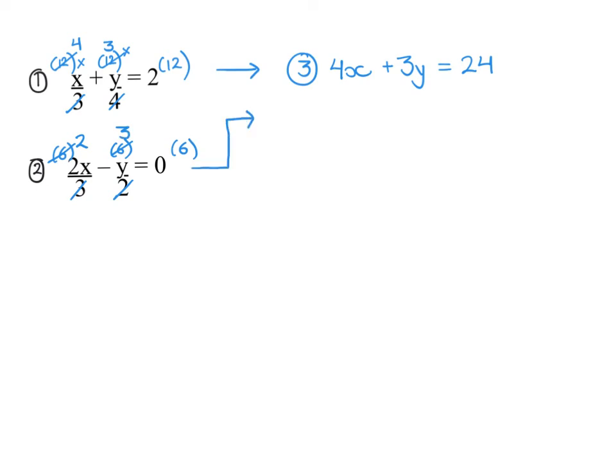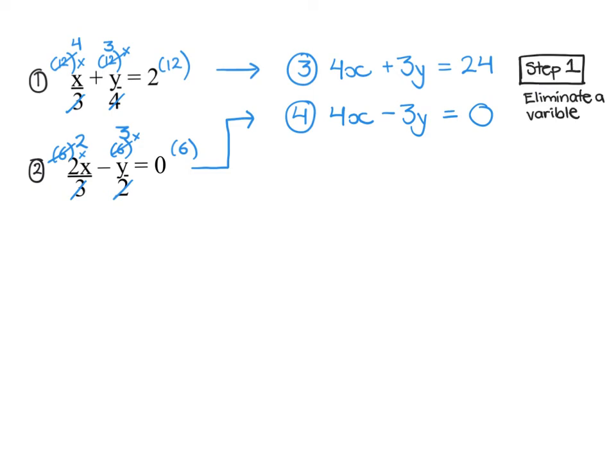Now let's rewrite this equation into equation number 4. Again, let's look at the numerators of the first fraction. So 2 times 2x, well, that comes to 4x. And the next one, 3 times negative y, well, that comes to negative 3y. And 0 times 6, that's just 0. Now this looks way better, and we've actually got the same coefficients.